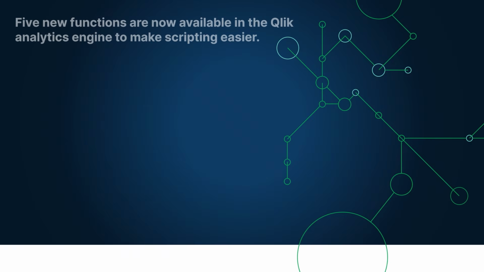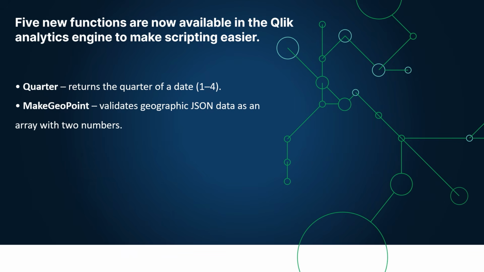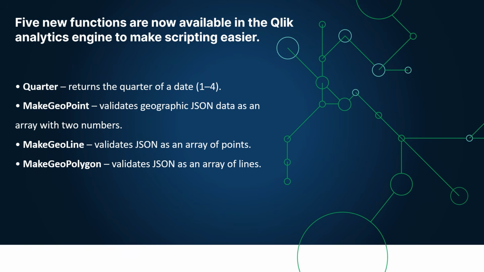5 new functions are now available in the Qlik Analytics engine to simplify load scripts and align common functions in other languages. They can be used in load scripts and chart expressions. Quarter returns a quarter of a date. Make geopoint validates geographic JSON data as an array with 2 numbers. Make geoline validates JSON as an array of points. Make geopolygon validates JSON as an array of lines. Make georegion validates JSON as an array of polygons.